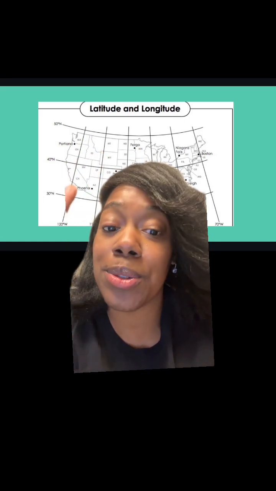So latitude and longitude is very important because maybe if you get pulled over, you look at your ticket, it will show your exact latitude and longitude where you got pulled over at in your city and state.